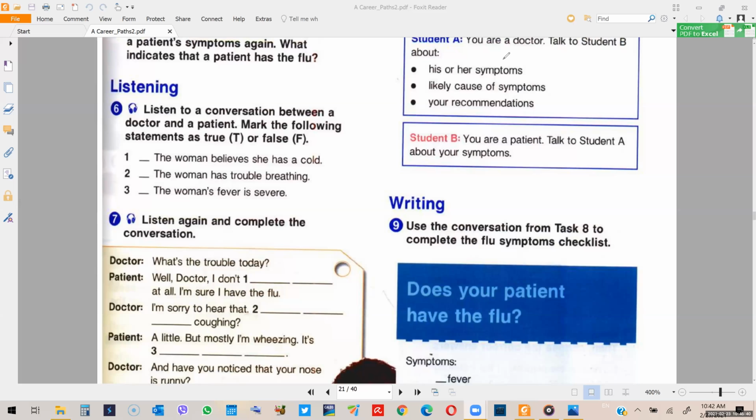I'm sorry to hear that. Have you been coughing? So have you been coughing? Have you been, we say, sneezing? Have you been, we say, wheezing? Have you been bleeding? So you ask these questions.